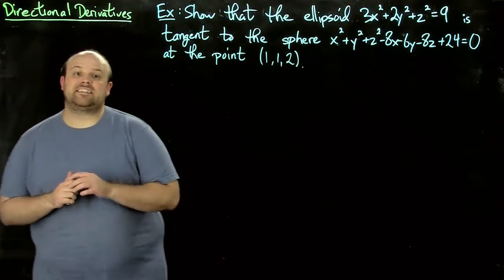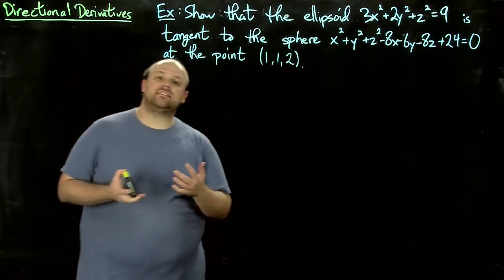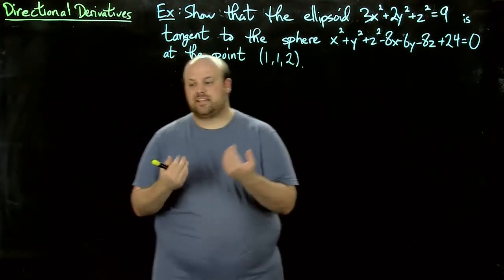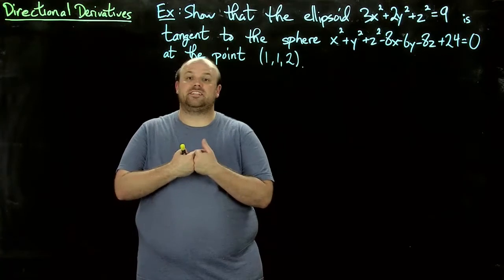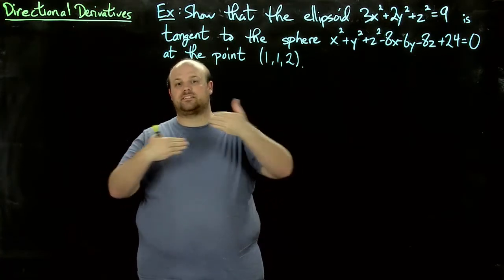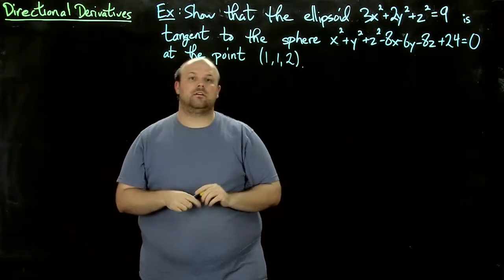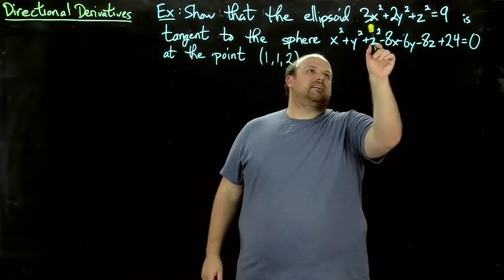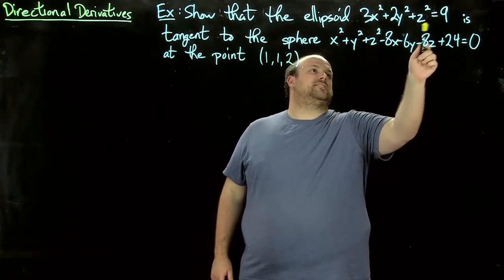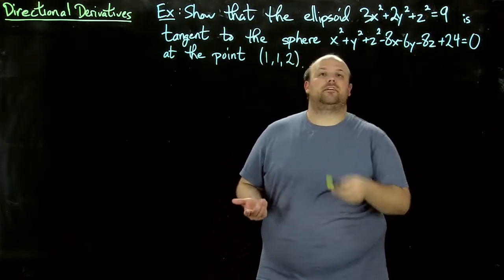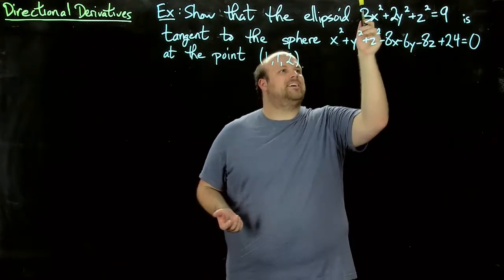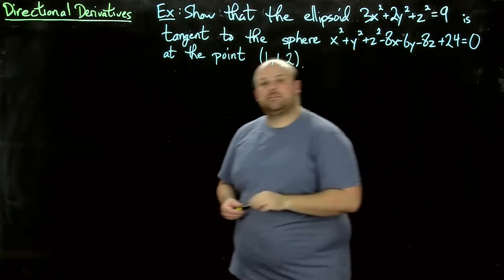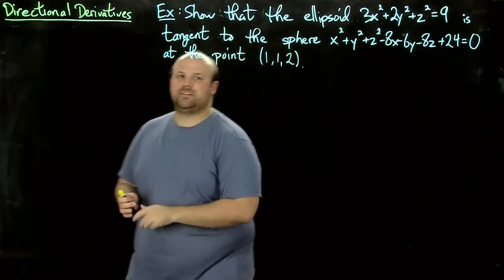So let's start the next example. In this next example, what we can ask about is whether two surfaces that touch somewhere are actually tangent at that place, or if they just kind of cross through each other. In this case, we're asking about the ellipsoid 3x squared plus 2y squared plus z squared equals 9, and the sphere x squared plus y squared plus z squared minus 8x minus 6y minus 8z plus 24 equals 0, if they're tangent at this point.